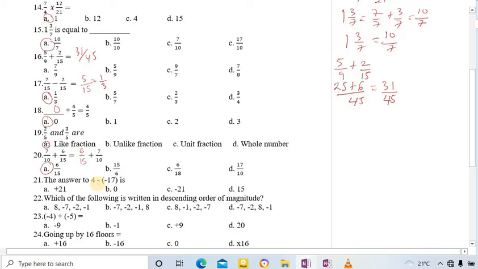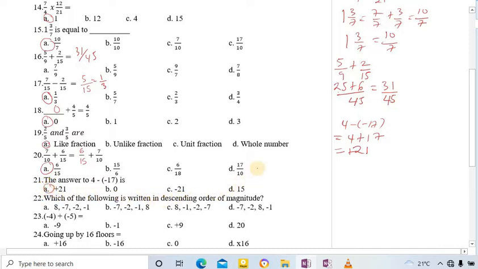Now the answer to 4 minus negative 17 is, so 4 minus negative 17. That would be 4, negative times negative becomes positive 17. So this is multiplying the value here. So that would be 21, positive 21.